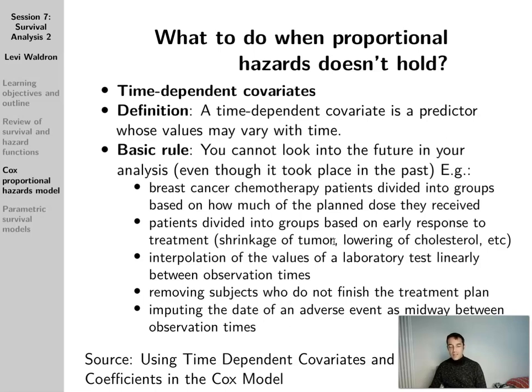A third one is the interpolation of the values of a laboratory test linearly between observation times. So it seems honest enough. It's like you have blood pressure readings at two different times, and you assume that it moved linearly in between those times. Well, during that time in between, you're using a measurement from the future to say what it is in between. And you don't have that. All you know is what it was at the previous point, so that's not allowed.